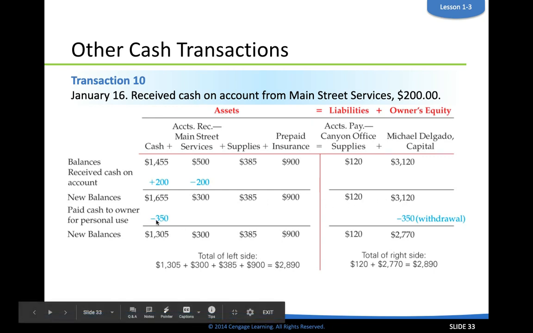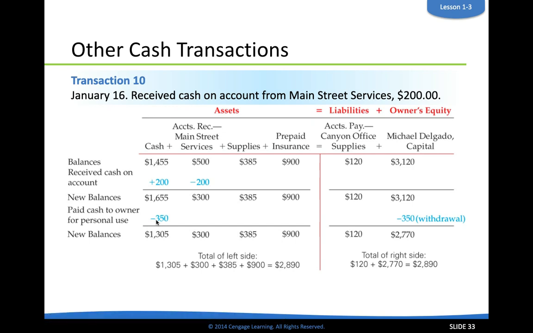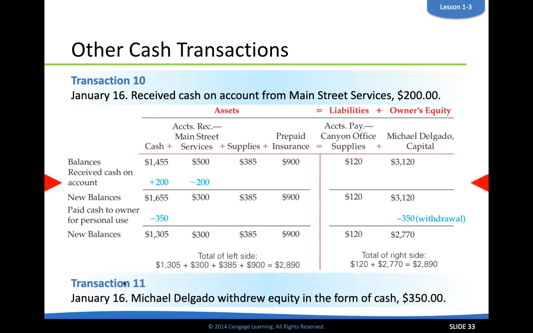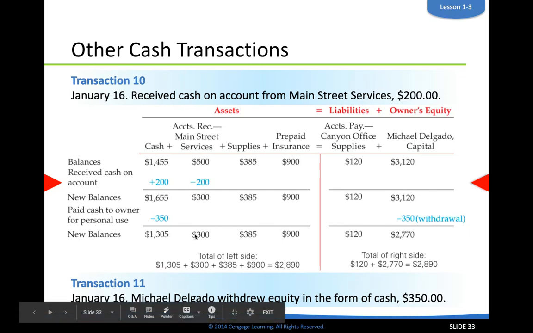So now let's go back down to what happens when Delgado withdraws money from the business for personal use. He takes $350 in cash from the business for his personal use. That would decrease that cash account. Here it is, transaction 11. Decrease that cash account by $350, and decrease owner's equity also by $350 because it is a withdrawal. So balances are still the same, both sides.